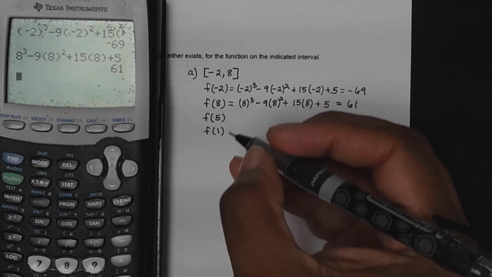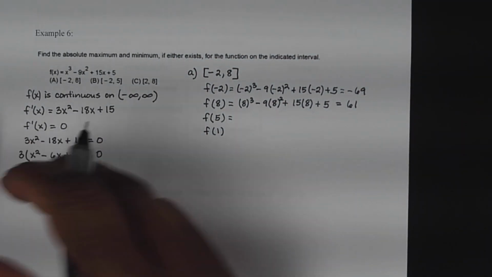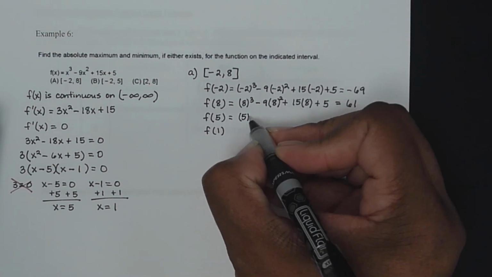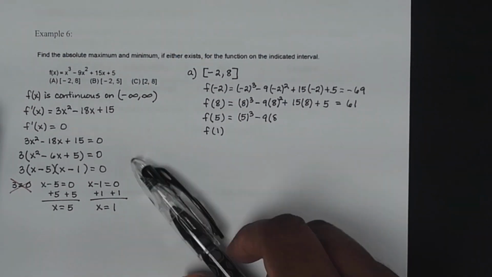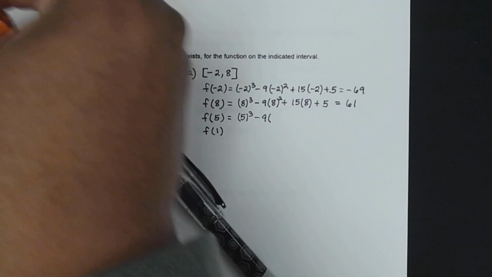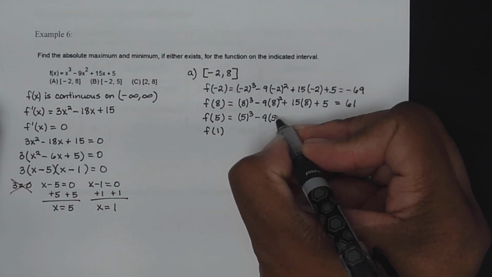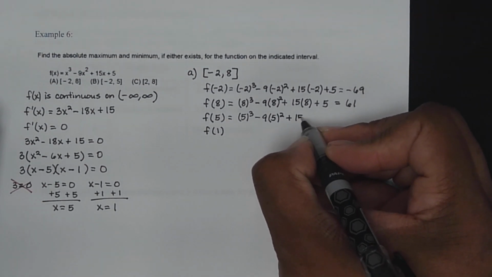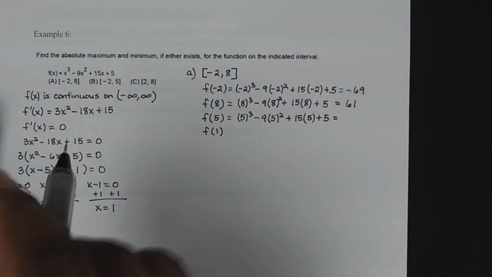For f of 5, I'm going to replace each x with a 5. So let me move this over. So this will be 5, and that's going to be cubed. 5 cubed minus 9 times 5, and that's going to be squared. Plus 15 times x, which is 5, and then plus 5.